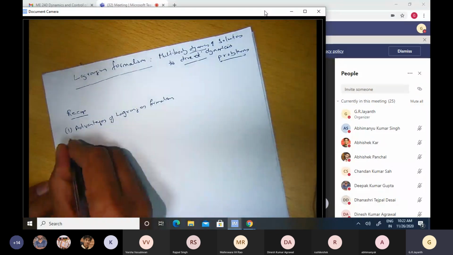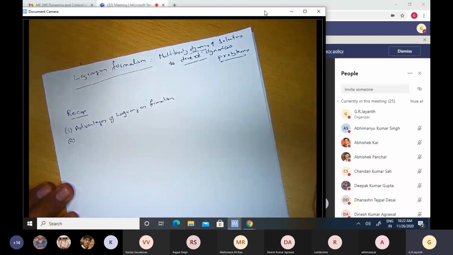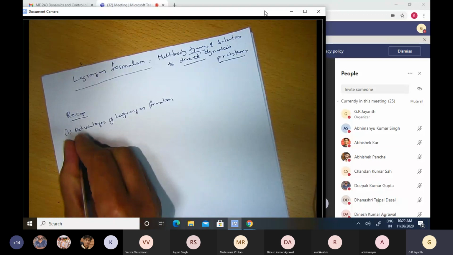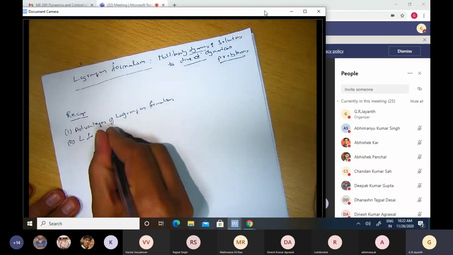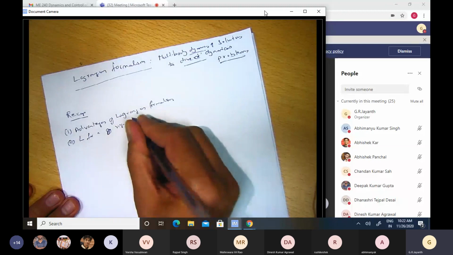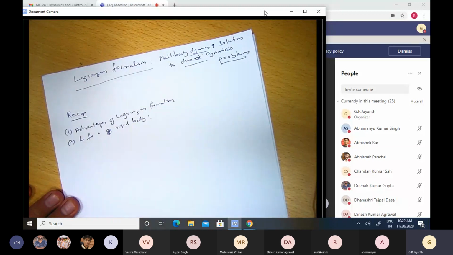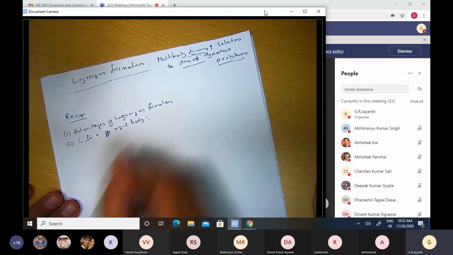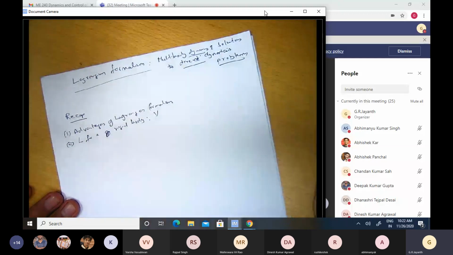Then we talked about the Lagrangian for a rigid body, so L for a rigid body. As far as the potential energy of the rigid body was concerned, it was trivial. We simply replaced the rigid body with a point mass at its center of mass. So V was calculated in a fairly straightforward manner.